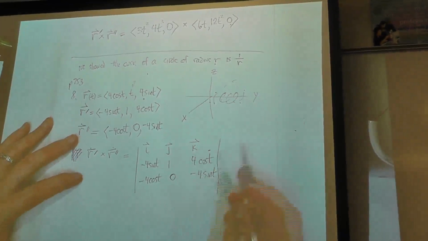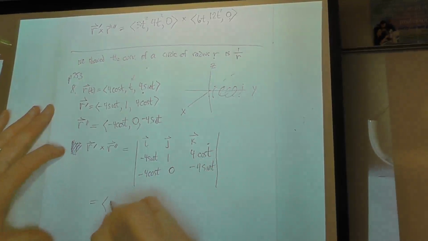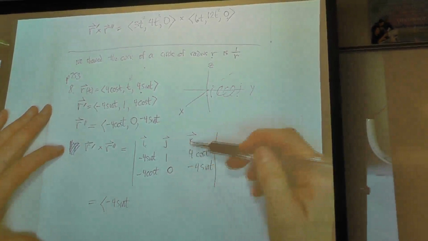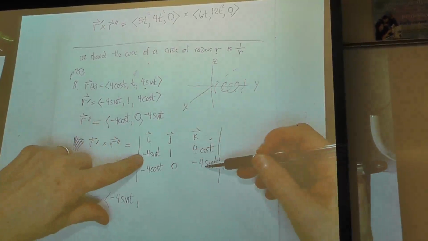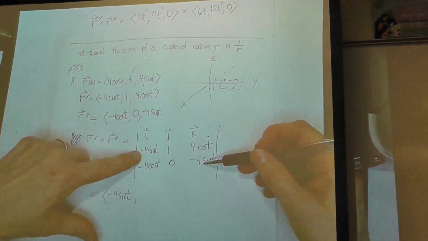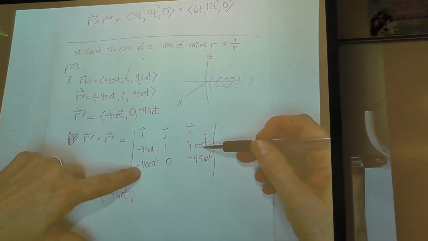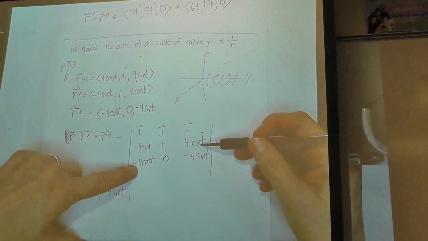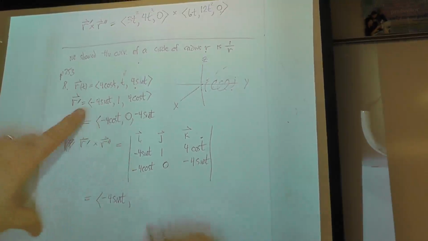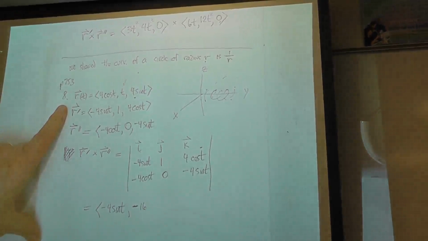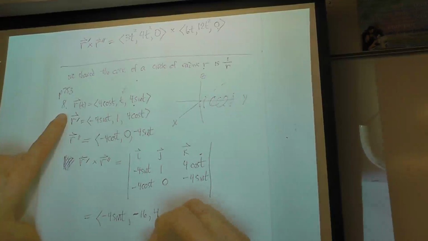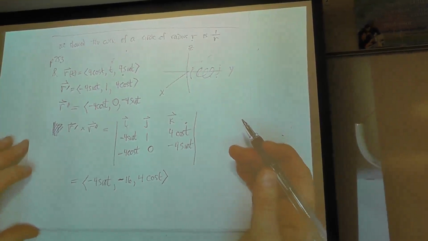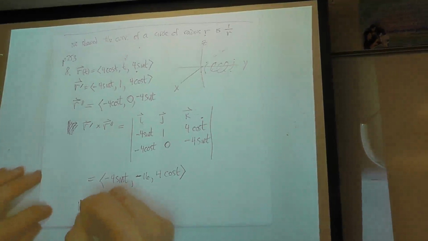So when I do that, I'm going to get minus 4 sine of t for the i component. For the j component, I have 16 sine squared minus a negative 16 cosine squared. That's going to total up to be 16. But it's the j component, so it gets a negative. And then the last component is going to be 4 cosine of t. Okay? I need the magnitude of this.